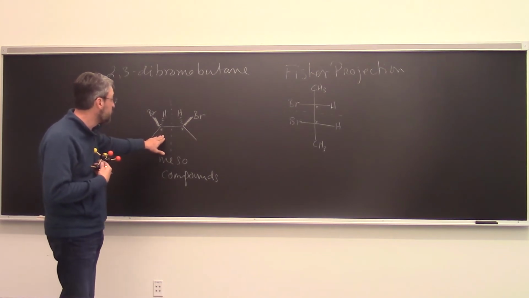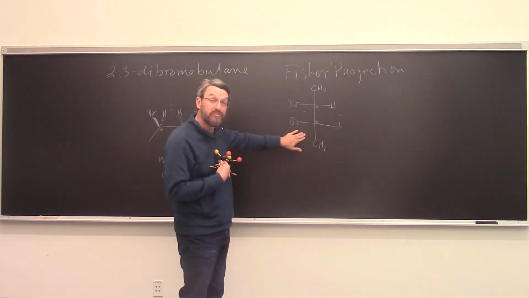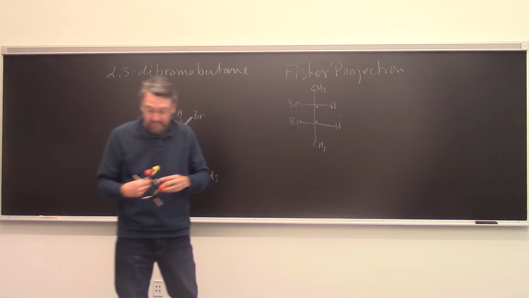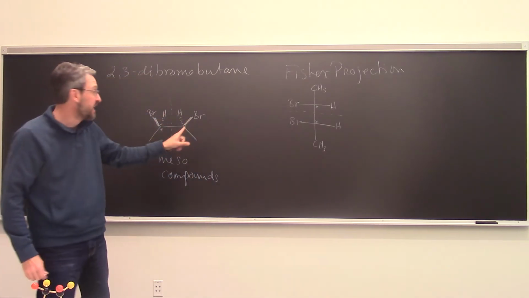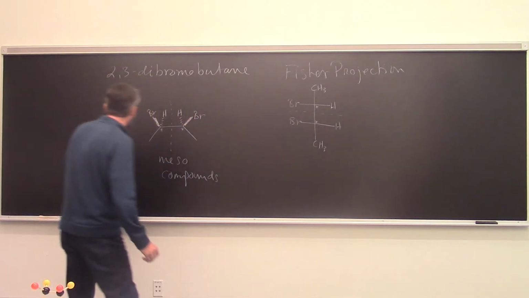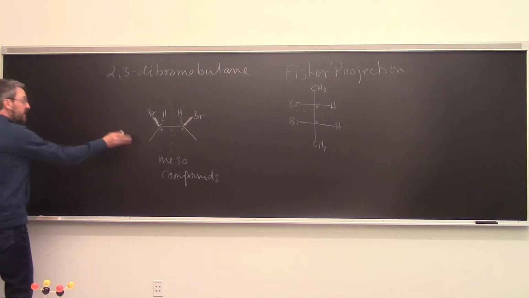Here, drawn kind of the more typical way, here as the Fischer projection. Okay, now there are some other stereoisomers here as well. So what if I had drawn something like this?